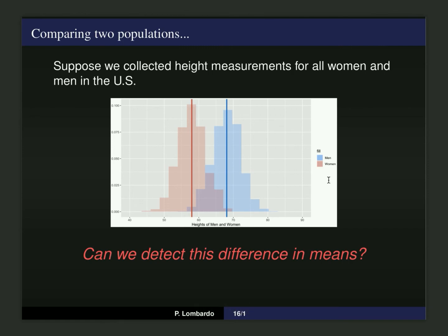So how can we detect a difference in means at the population level by looking at a difference in means at the sample level? That's what this two-sample t-test is going to help us do.